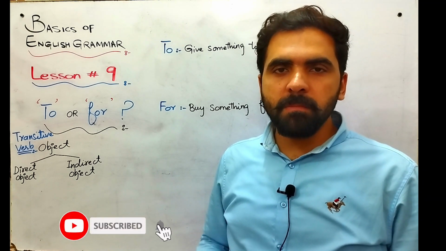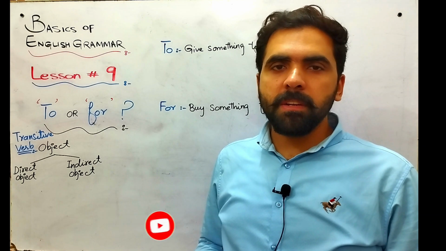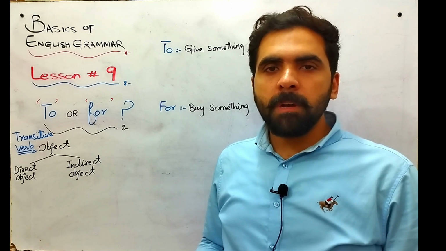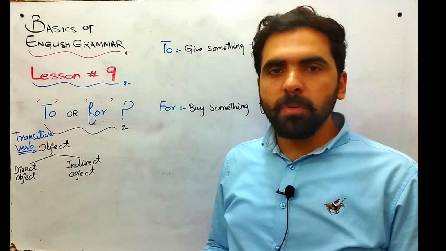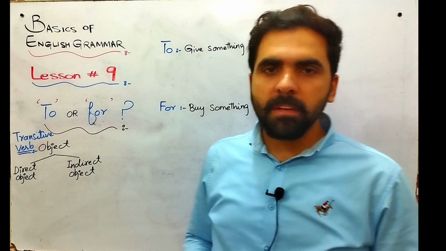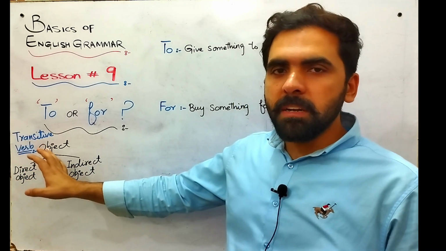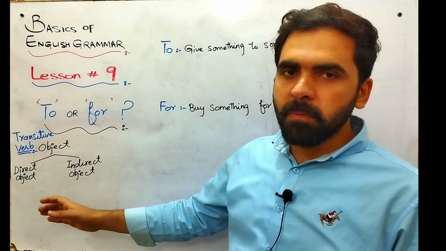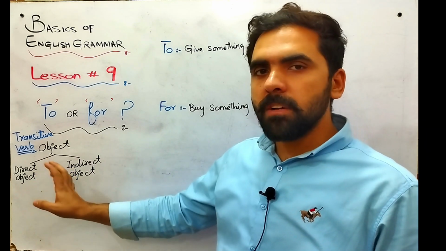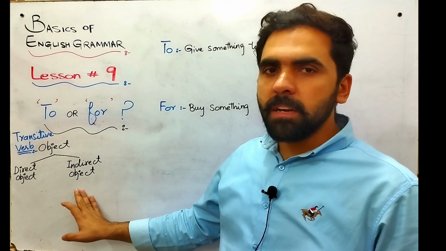Today's video is very important and it's always confusing for students when it comes to applying a suitable preposition while writing more than one object in a sentence. We all know transitive verbs are the verbs that need objects to complete their meaning, and we have discussed in the previous lectures that objects are of two kinds. One is direct object and the second one is indirect object.